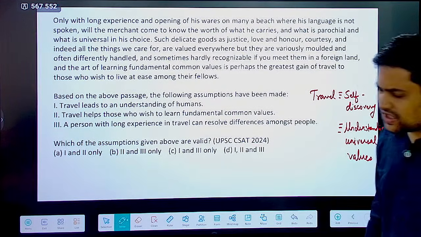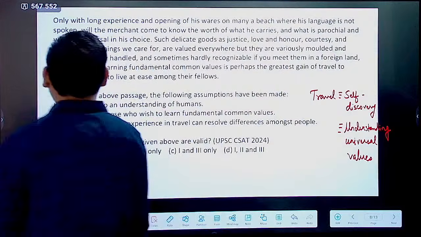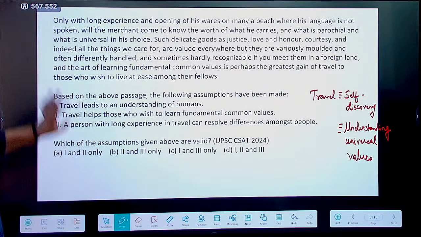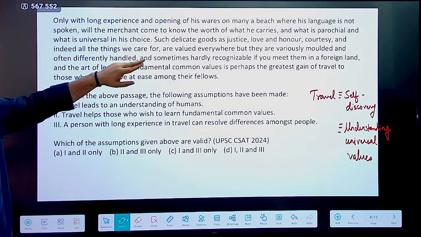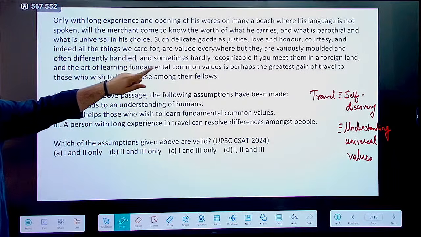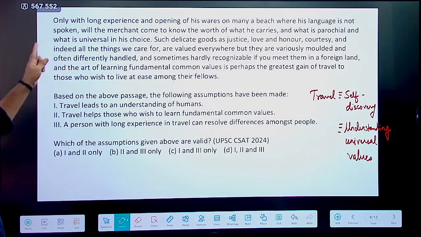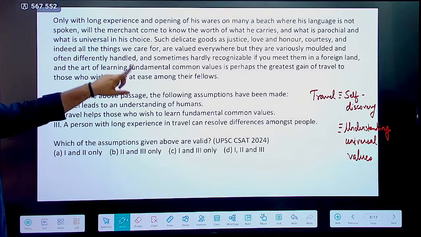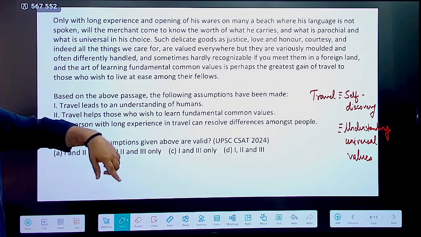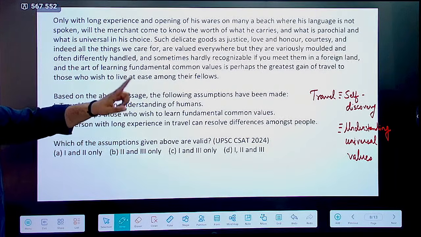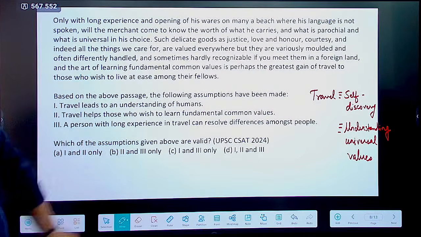Now, this is a beautifully written passage. Only with long experience and opening of his wares on a beach where his language is not spoken will the merchant come to know the worth of what he carries, and what is parochial and what is universal in his choice.